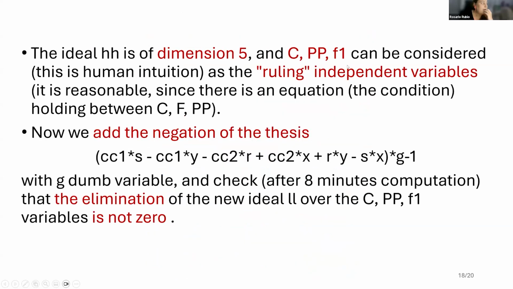Okay, now we consider the ideal H8, which is the thesis with the hypothesis P plus the cubic. This ideal has dimension 5, and by human intuition, we consider C, P, and F1 as free variables, based on the fact that there is an equation involving C, F, and PP. And with the negation of the thesis, we get that it's not 0. That means that it's generally true. It's true except for some degenerate cases.